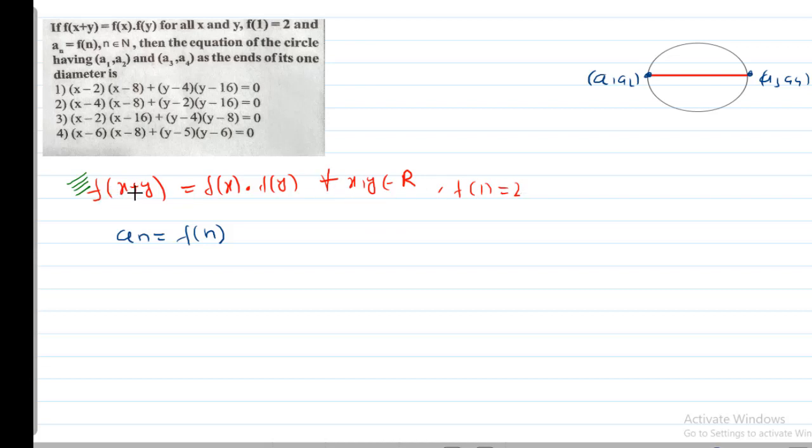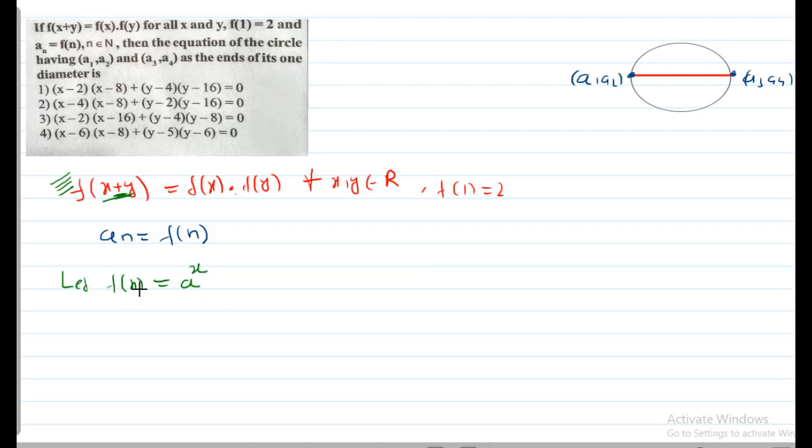See, f of x plus y becomes a product. The function may be a power x. Let f of x be equal to a power x. Observe here, the a power x function will satisfy this condition. a power x plus y can be written as a power x into a power y, meaning f of x plus y equal to f of x into f of y. So this function satisfies the first condition. Now you want to find the a value which satisfies the second condition. Find the f of 1 value.